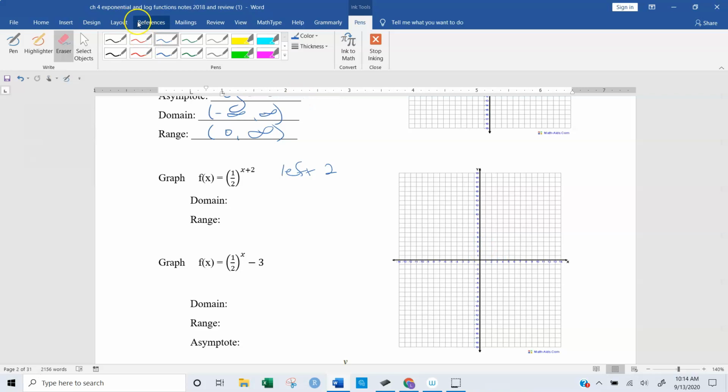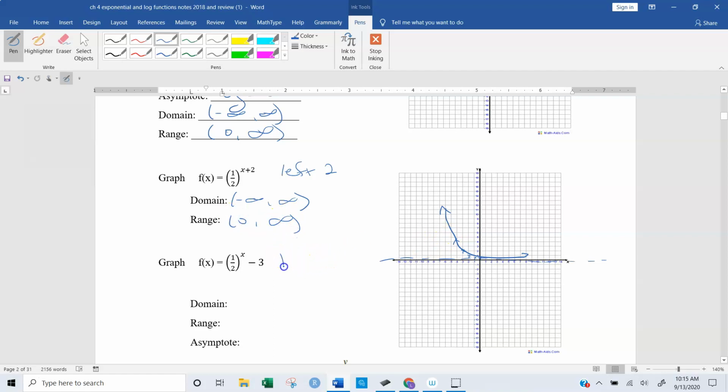There we go. All right, left 2. So here we're at 4, we're going to go left 2. At 2, we're going to go left 2. 1 is left 2. 1/2 left 2. 1/4 left 2. And there is my new graph. All right, asymptote's still the same. It's still approaching 0. And x can still be anything. Negative infinity to infinity, 0 to infinity.